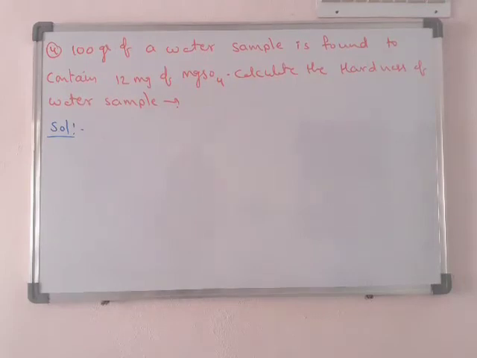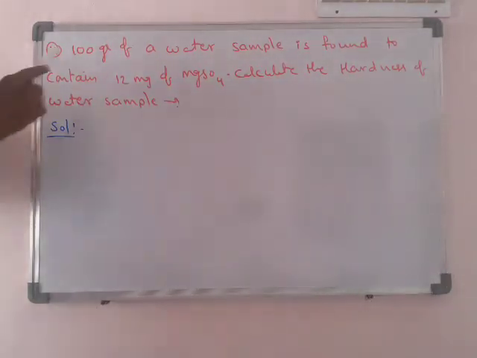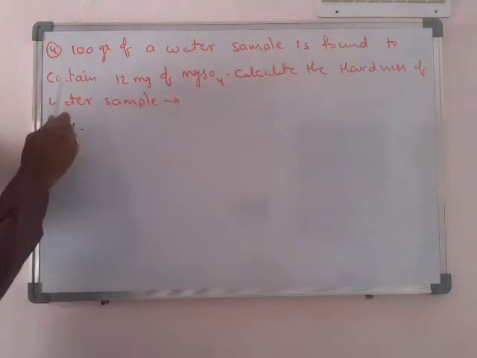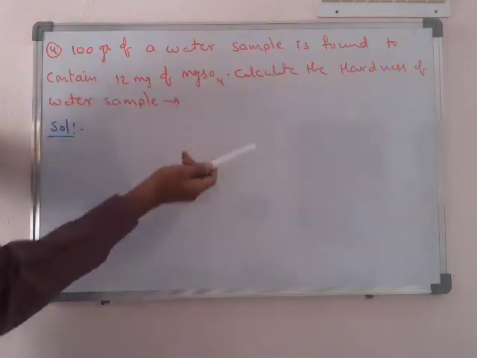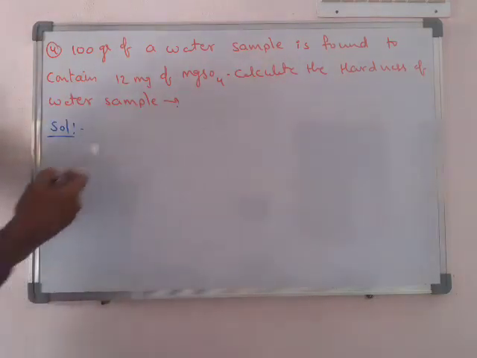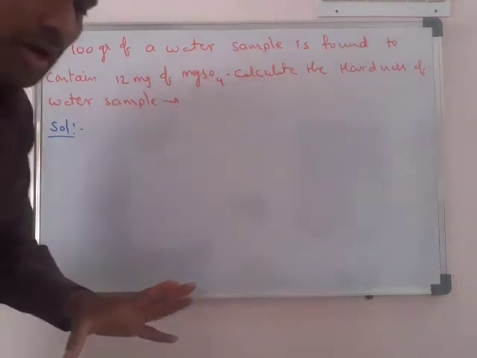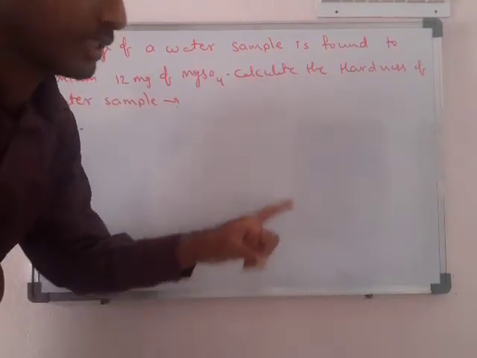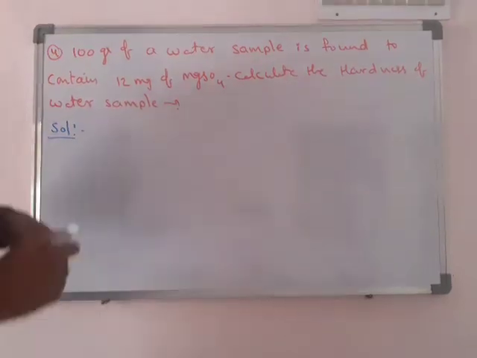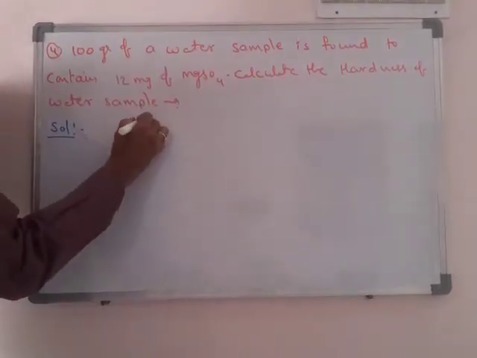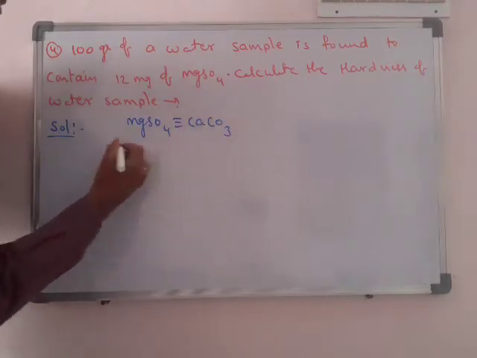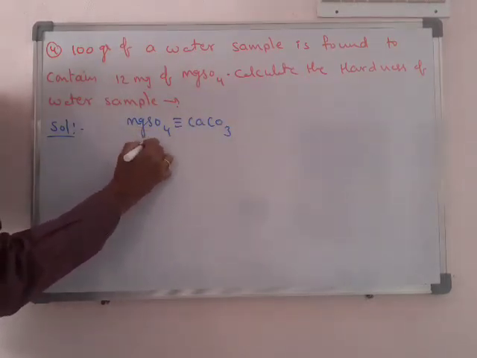We'll see the next one. So 100 grams of a water sample is found to contain 12 milligrams of MgSO4, which causes permanent hardness. So calculate the hardness of the water sample. So we know hardness number calculation: first convert that causing compound in terms of calcium carbonate. So compare the magnesium sulfate in terms of calcium carbonate.